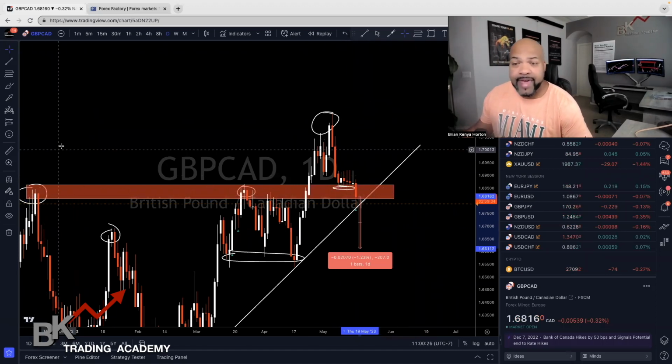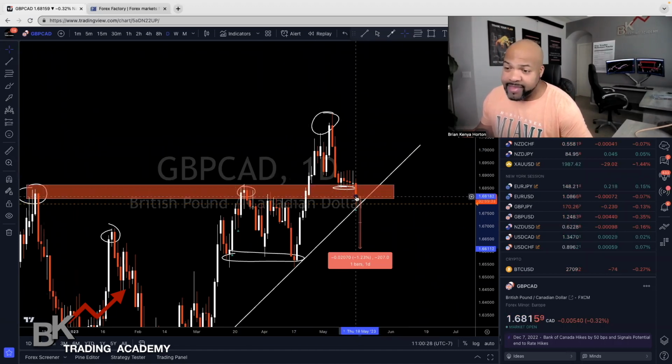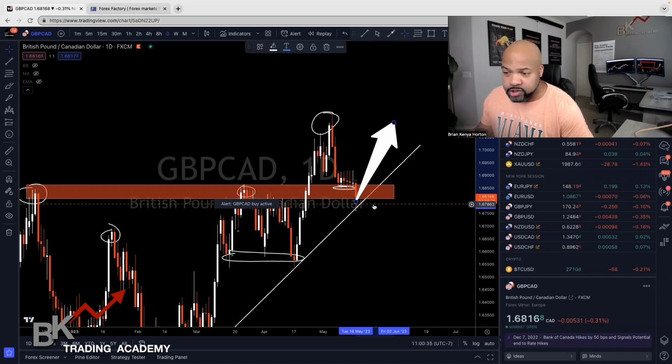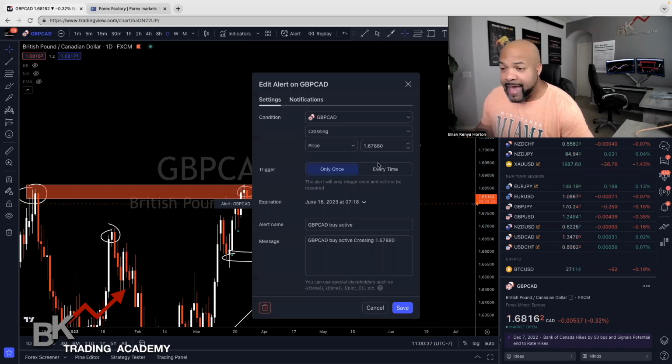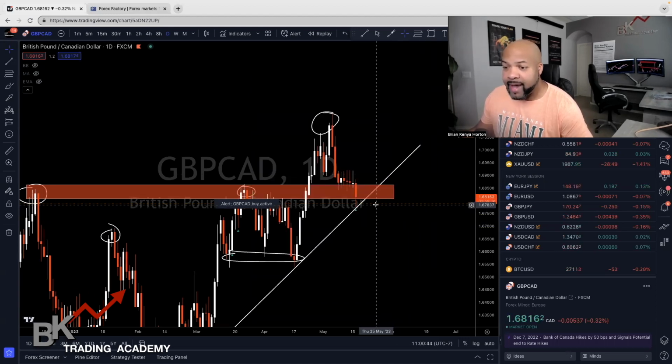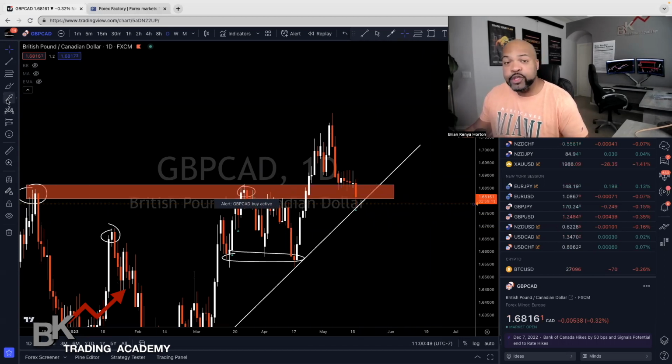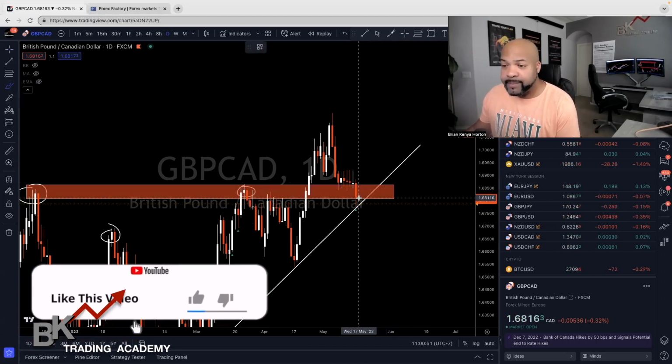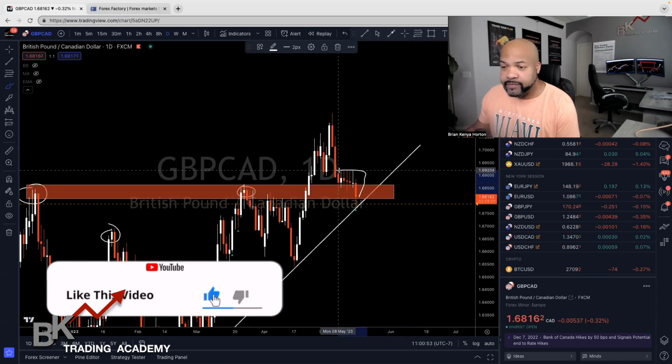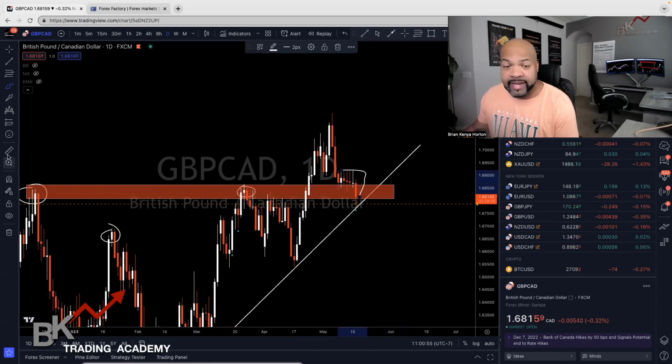So now that I understand that I'm in an uptrend, now that I know that price is at a key level, I may consider buying from this level here. And you see this orange line here. And if you look at it, I have already an alert here that says GBP CAD buy active. So this is where I plan on buying, and you can take that price all the way up to this level right here, where you can see it wicked previously and aggressively.